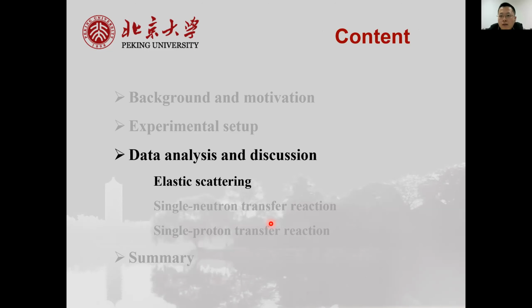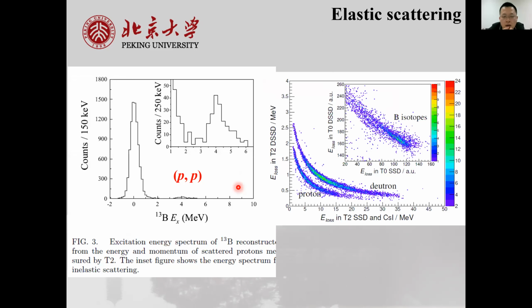Okay, next I will introduce the data analysis and the discussion. First is the elastic scattering data. We have pp elastic scattering and dd elastic scattering. We use the elastically scattered proton and deuteron to reconstruct the excitation energy spectrum of boron 13.